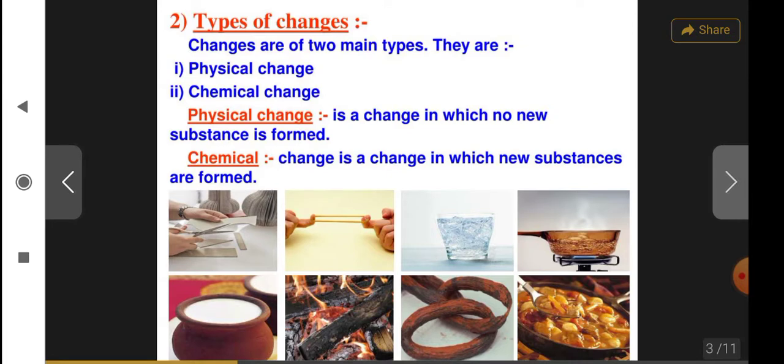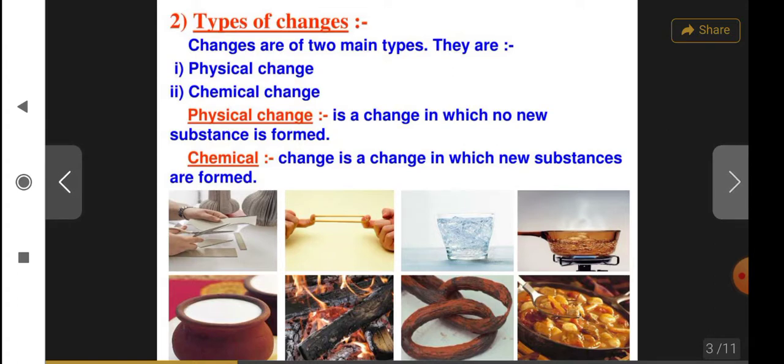In the same way, if we stretch a rubber band, then only the shape of the rubber band is changed. Otherwise, the rubber band is the same. So it is also a physical change. In the same way, melting of ice. You know that ice is formed from water, and if we melt the ice again, then we will get water again. So no new substance is formed. Earlier also it was water, and now also it is water. So this is also a physical change. In the same way, boiling of water is also a physical change.